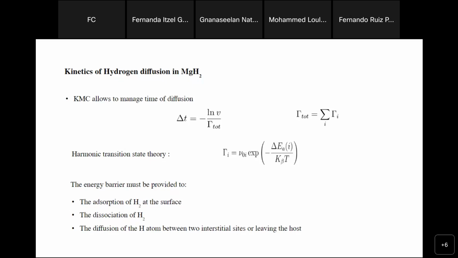In the diffusion of hydrogen in magnesium hydride, there are different processes, and the energy barrier, this activation energy, must be provided for the adsorption of hydrogen as a molecule at the surface, and after that for the dissociation of hydrogen molecules, and for the diffusion of the hydrogen atom between two interstitial sites or leaving the host. Please, next slide.